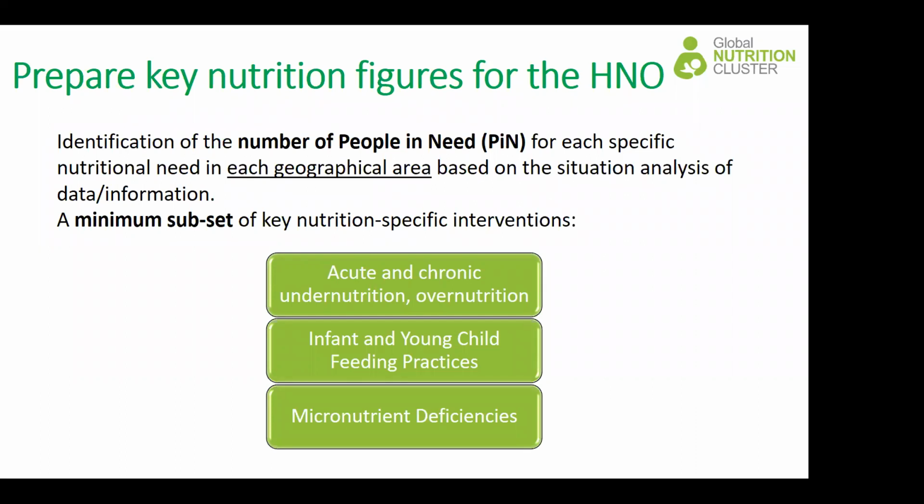So we provided in this guidance a minimum subset. Once again, we're not trying to be comprehensive, as there are numerous nutrition-specific interventions that can be considered, but we've provided a minimum subset where the PIN can be calculated. This includes 3 categories: acute and chronic undernutrition and overnutrition, infant and young child feeding practices, and micronutrient deficiencies.